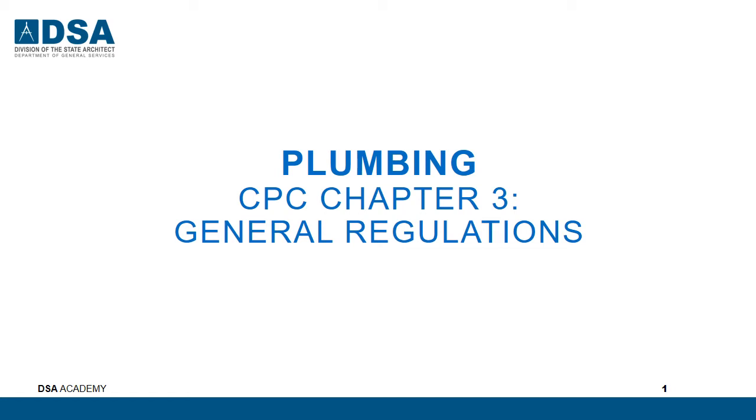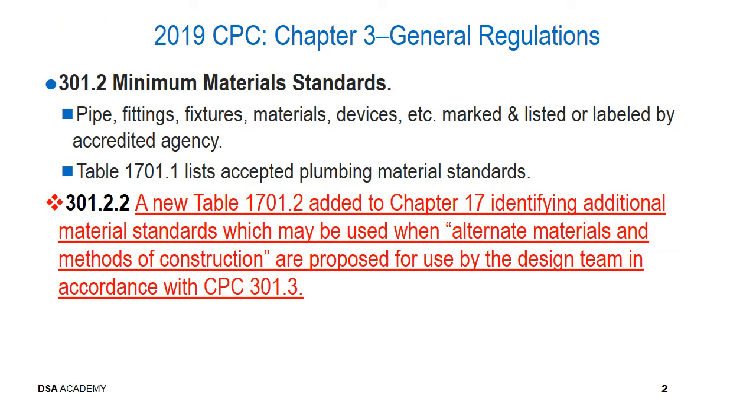We're now going to be discussing the California Plumbing Code, Chapter 3, which addresses general regulations. Chapter 3 of the California Plumbing Code addresses general regulations that apply throughout the plumbing trades and plumbing component installation processes that we're going to see on projects.